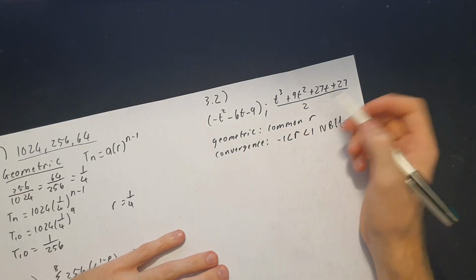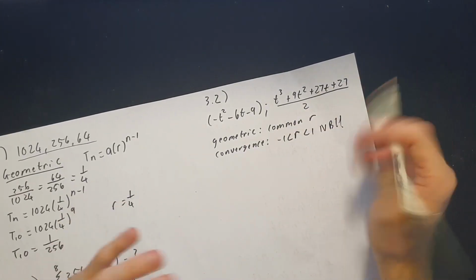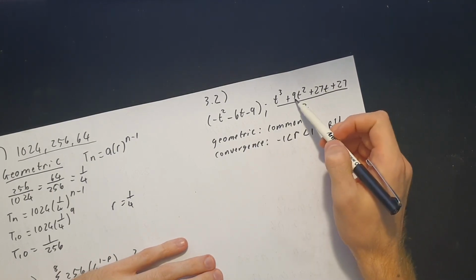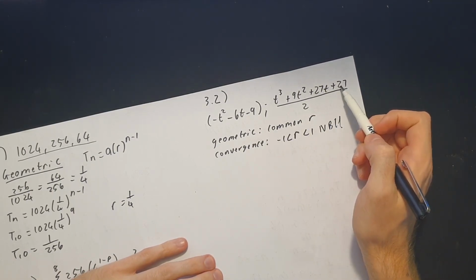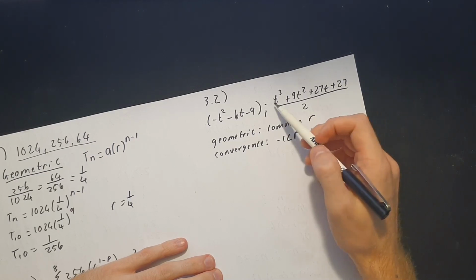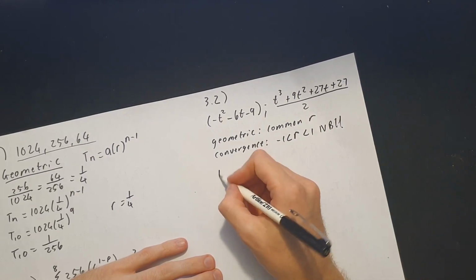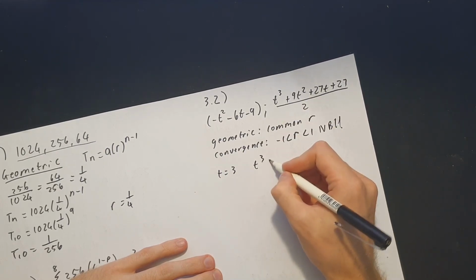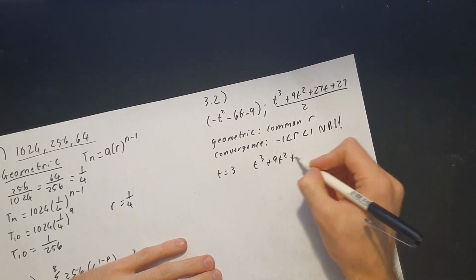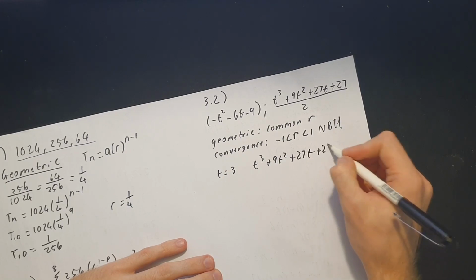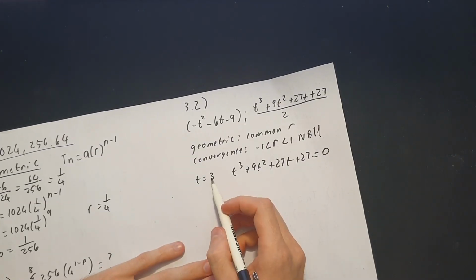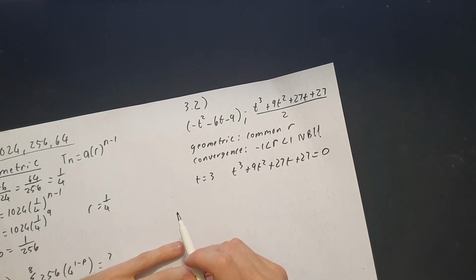It just works easier for me than trying to do anything else. Okay, so notice that every single term here is divisible by 3. Okay, so that is a key term. So you can check when t equals 3, does the expression t cubed plus 9t squared plus 27t plus 27 equal 0? If you plug in positive 3, you are going to realize that this term does not work.